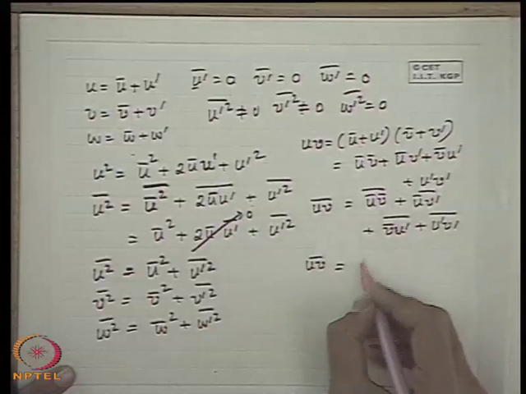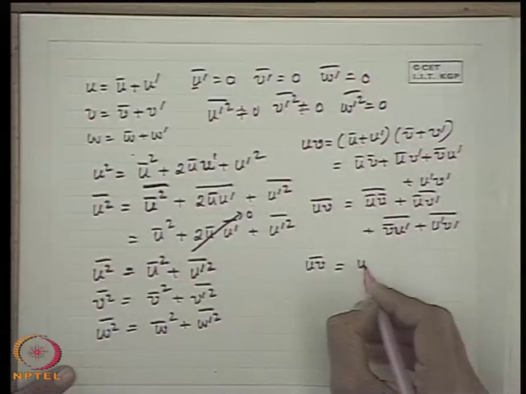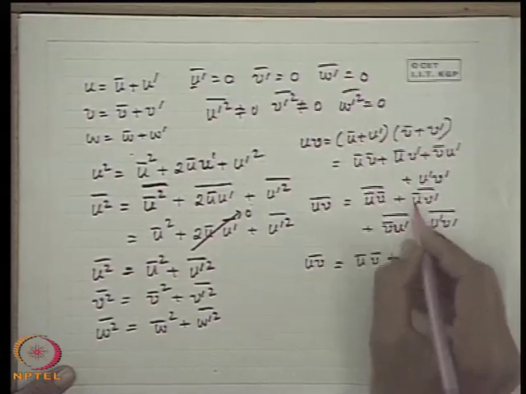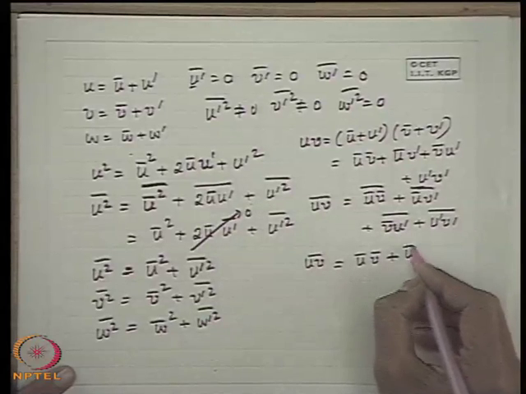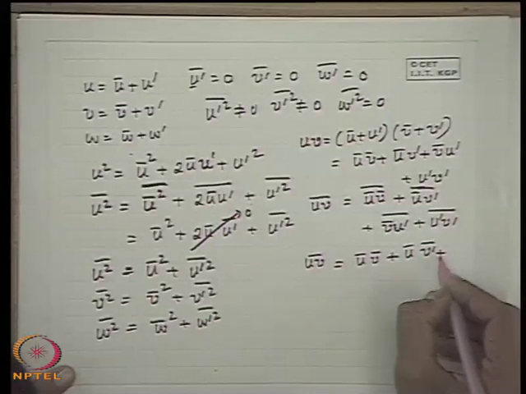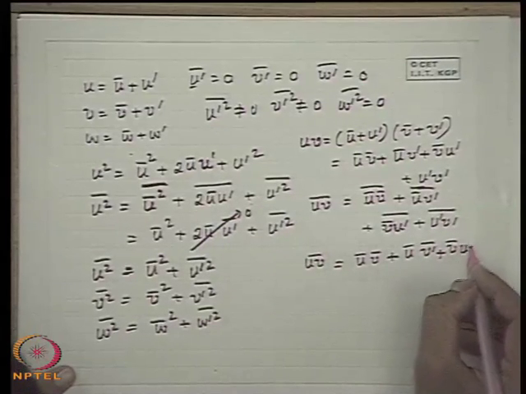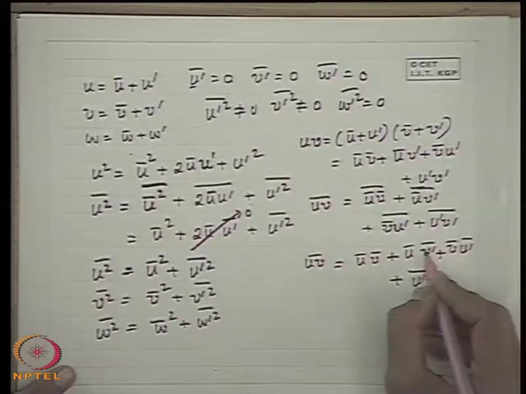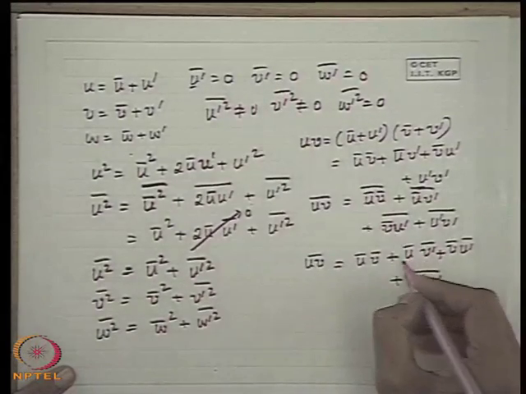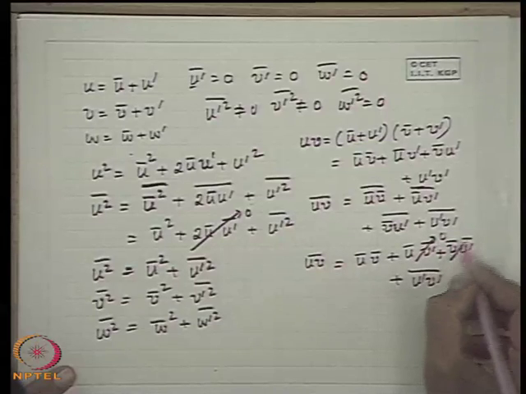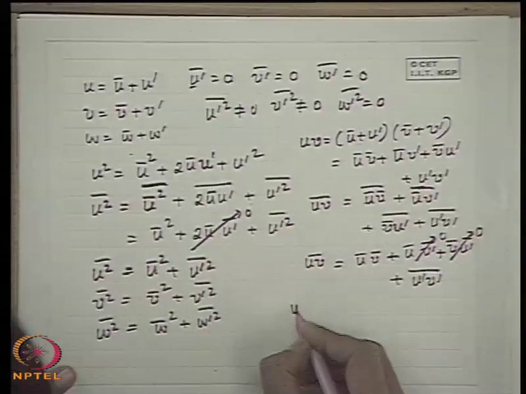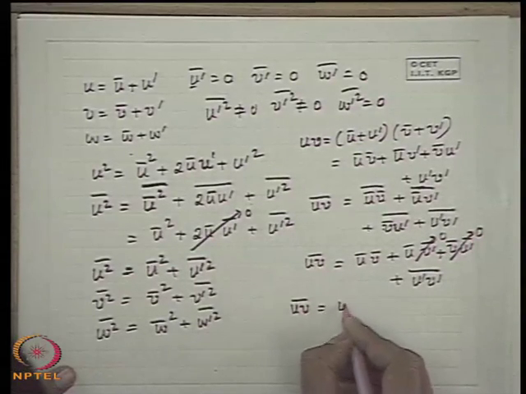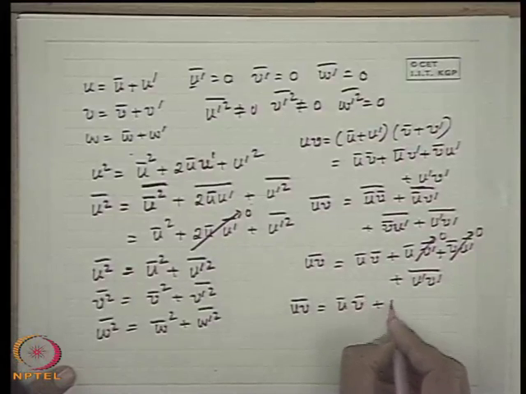The mean of this, these are all time independent, so this can come out. That means u bar v dash mean plus v bar u dash mean plus u dash v dash mean. So v dash mean is 0, the mean of the fluctuating component, and u dash mean is 0. So therefore uv mean is equal to this quantity.